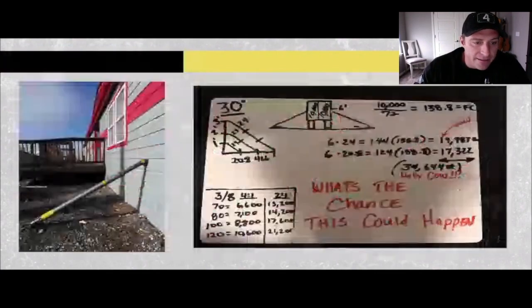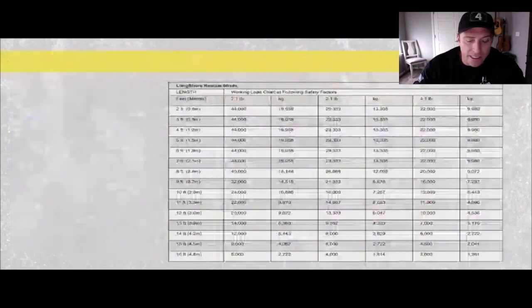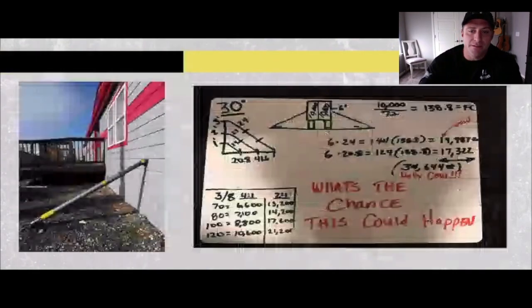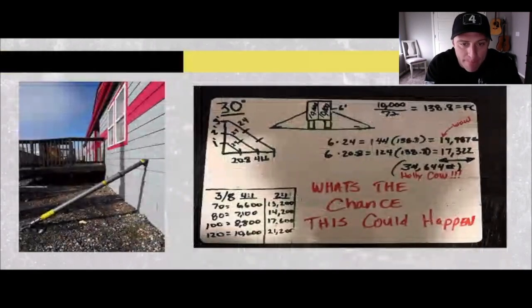Let me go back here. 19,000 pounds. Why? I need gold struts. I'm no longer in gray struts. Gold struts can do it at a 6-foot insertion, no problem. Here comes the problem.